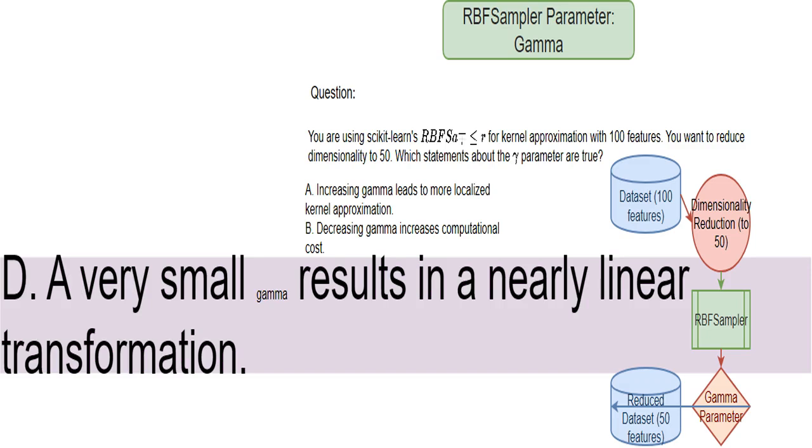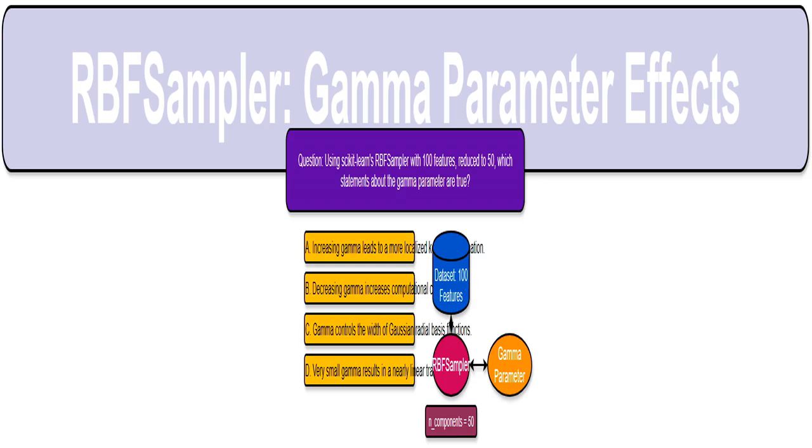With a very small GAMMA, the Gaussian functions become incredibly wide. The influence of individual data points is so diffuse that the approximation effectively becomes linear. It's like blurring the details until only the overall trend remains. I'll explain what the gamma parameter in scikit-learn's RBFSampler does. It's a crucial part of this kernel approximation method. Understanding it helps you control how precisely the kernel is approximated.